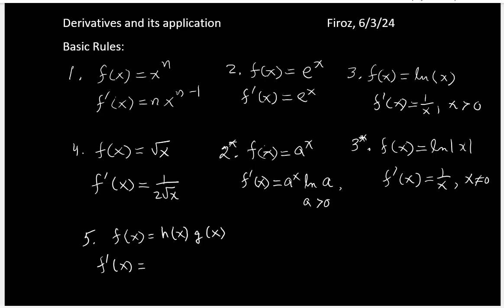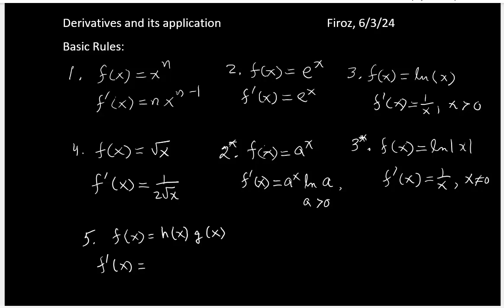Then we are taking two more. It's 2 star, which is related to example 2. So f of x is a to the x. In this case, this constant a is not a known constant. So then its derivative will be a to the x natural log of a, where a is strictly positive again, or greater than 0.